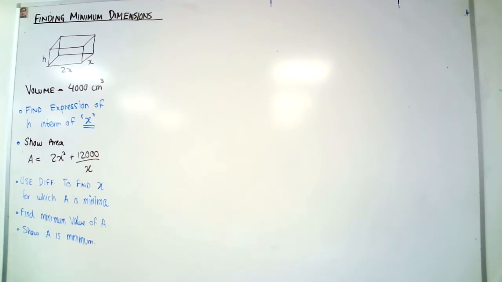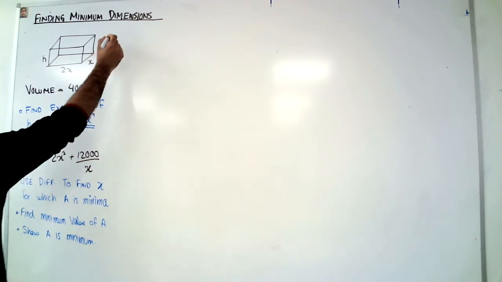You need to make sure you use a minimum amount of the metal sheet, and you need to find this bit. How are you going to do that? Let's have a look. The volume has to be fixed. They give the volume, which is 4,000. First, they want you to find the expression of h in terms of x.